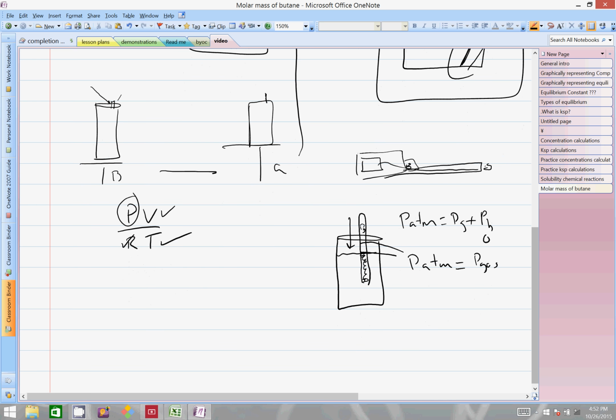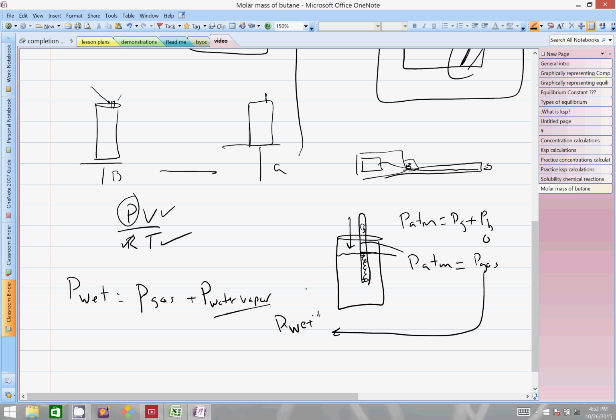Now we would still call that pressure of gas what we call wet, meaning it contains water vapor as well. Pressure wet equals the pressure of your gas, plus the pressure of the water vapor. You know your temperature that's inside this thing. Go to your online data tables, look up the water vapor pressure for water at that temperature, and subtract it off the total to reveal the pressure of just your gas. This goes in right here.